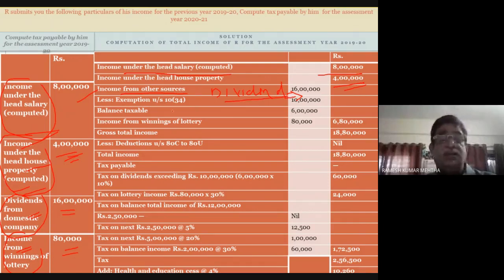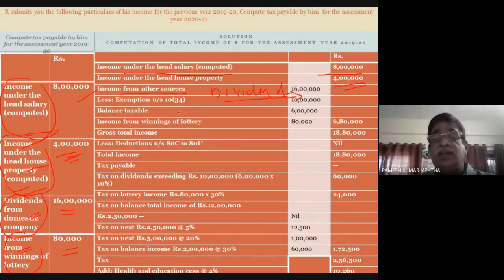However, under section 10(34) of the Income Tax Act for the financial year 2019-20, up to 10 lakh rupees of dividend income, there is no income tax. Up to 10 lakhs of dividend, there is no tax.